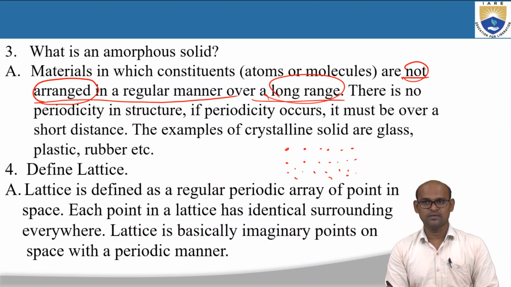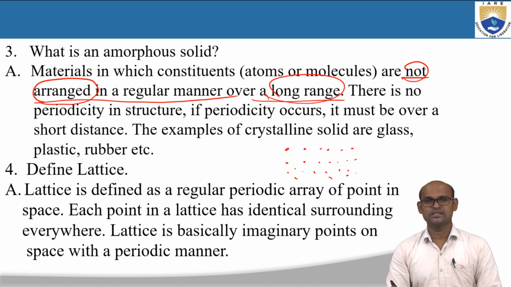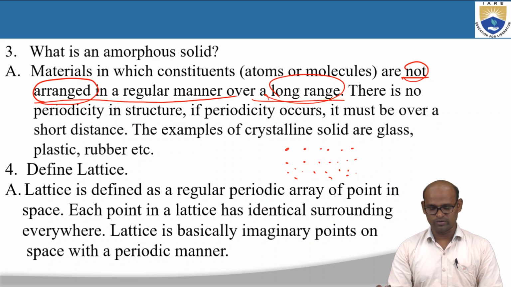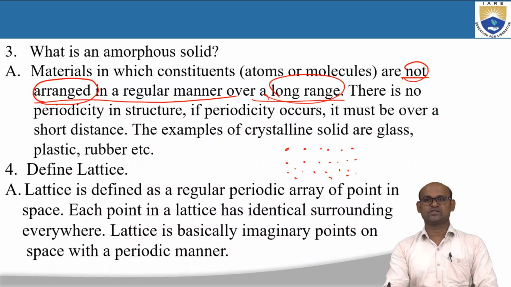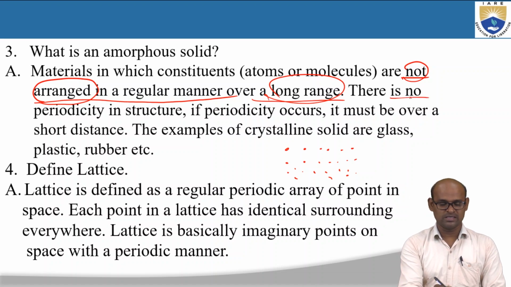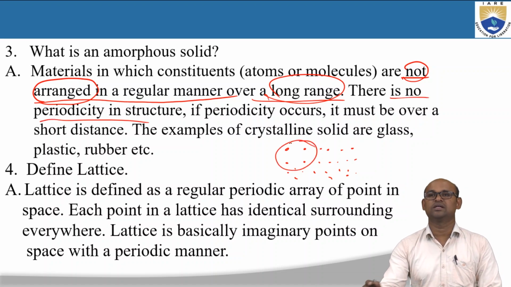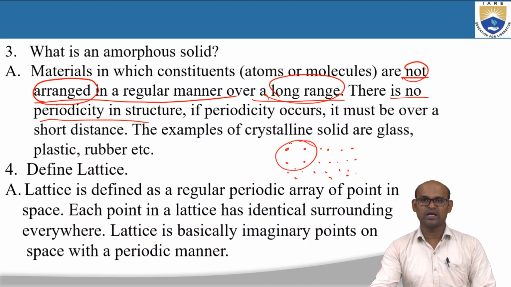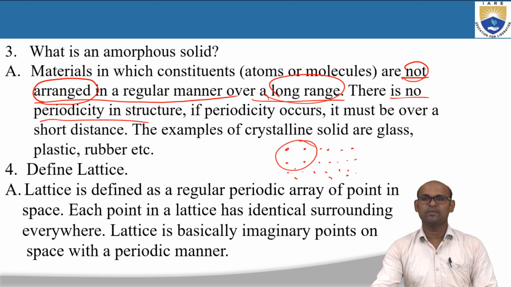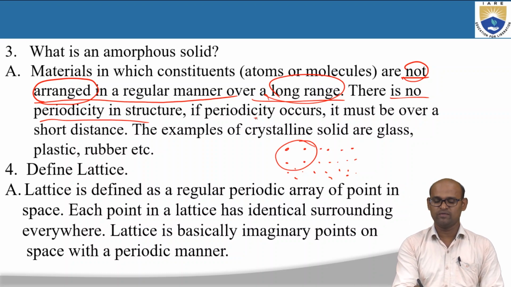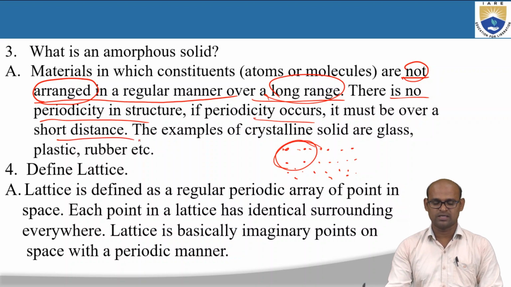You can define it that way, or say that an amorphous solid is a solid in which atoms are not arranged in a regular manner over a long range. There is no periodicity because the atoms are arranged only for a short distance. That is why there is no periodicity in the structure, and if periodicity occurs, it must be over a short distance.